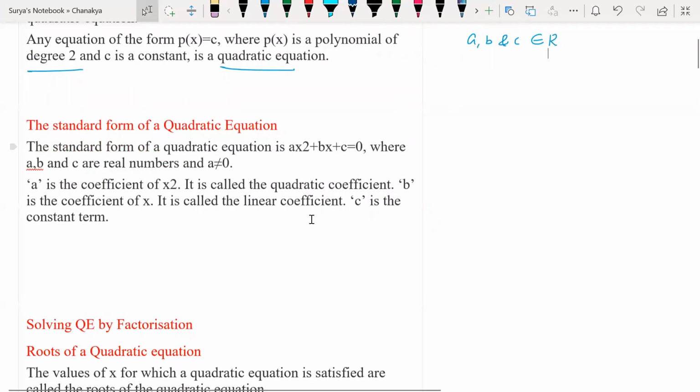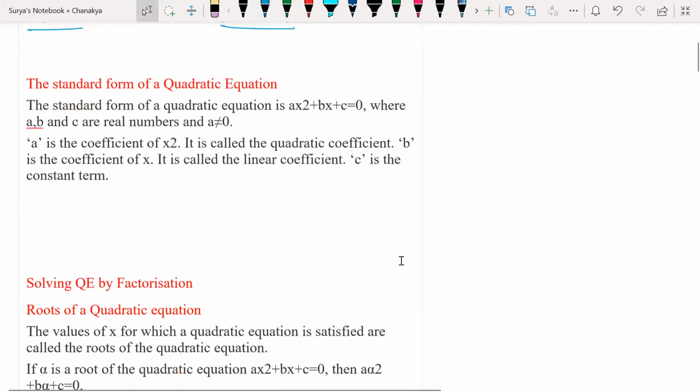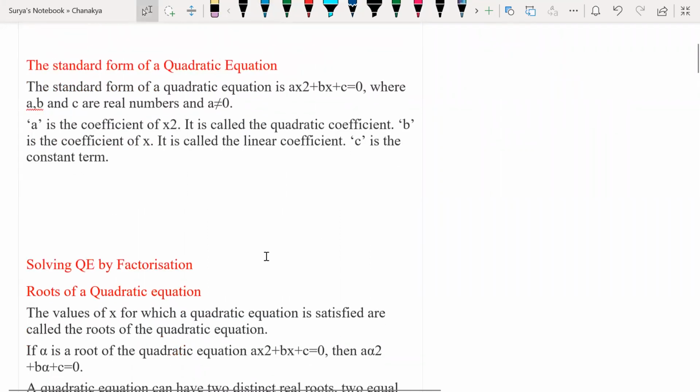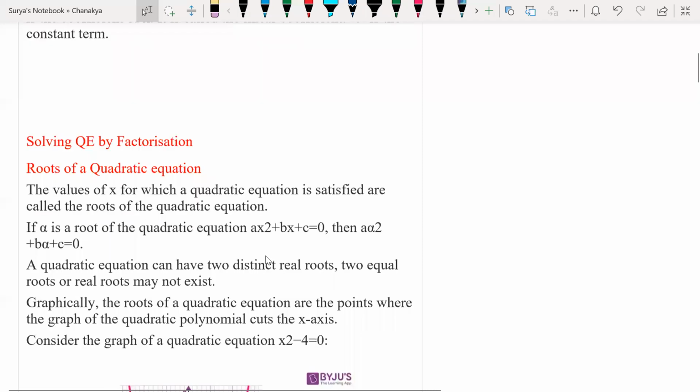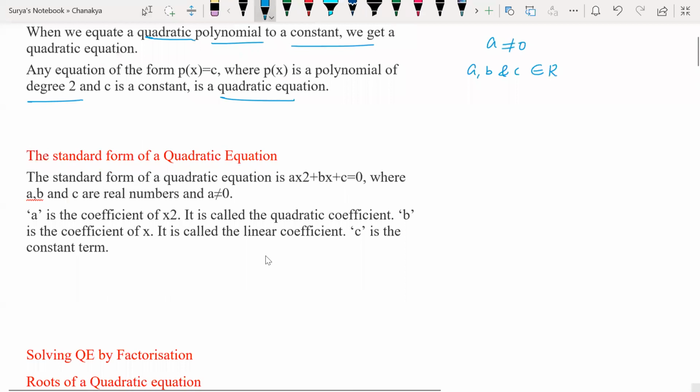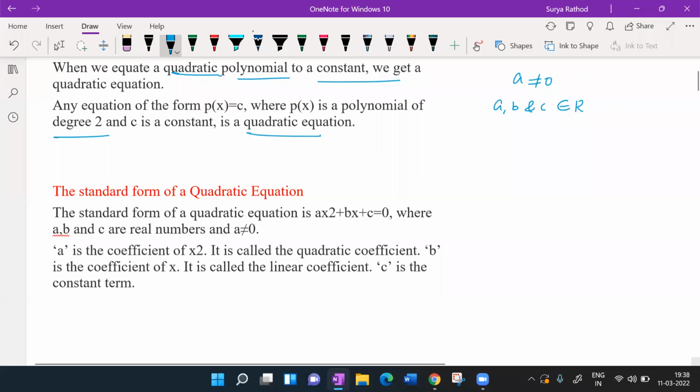Here a, b, c are coefficients of x squared, x, and x to the power of 0. c is a constant term. This is what we have seen in the last class. And now in today's class, we'll see how to solve these quadratic equations.